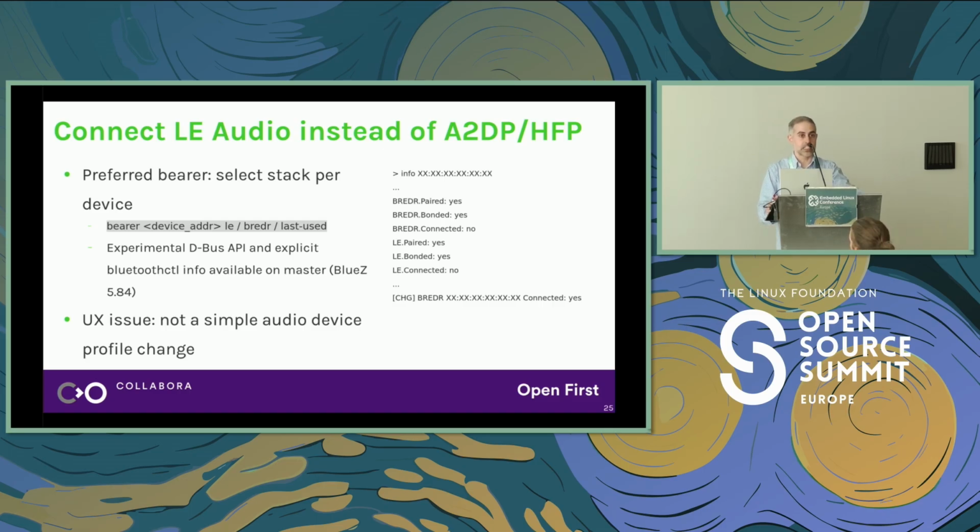Obviously, this is a UX issue. How should users know that they need to do all this complex stuff, switch stacks, and make sure that the device that they have already paired in one stack actually needs to be paired in the other stack as well. It's a bit of a mess. And that's an active problem. That's something we need to work on.